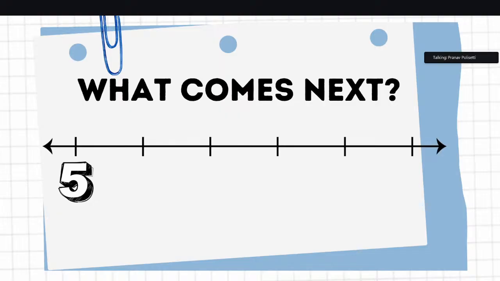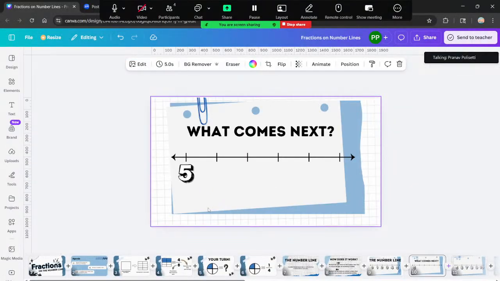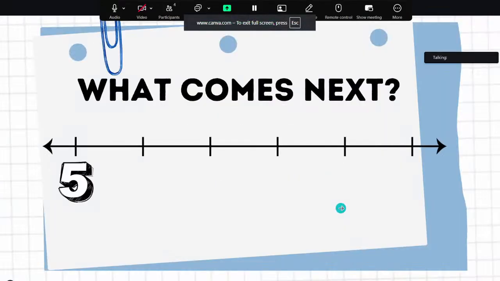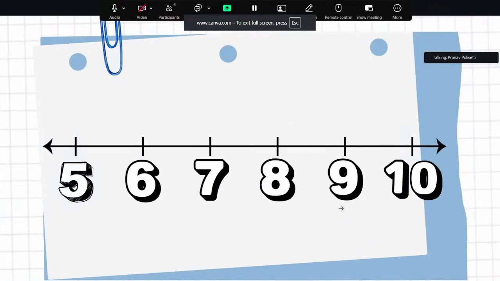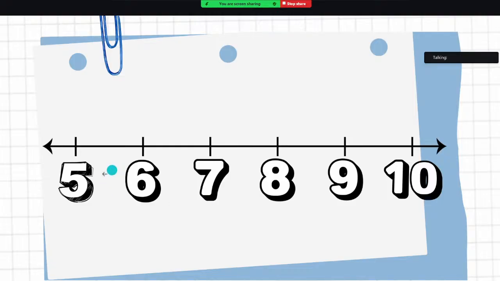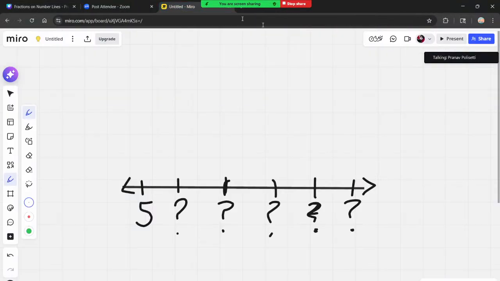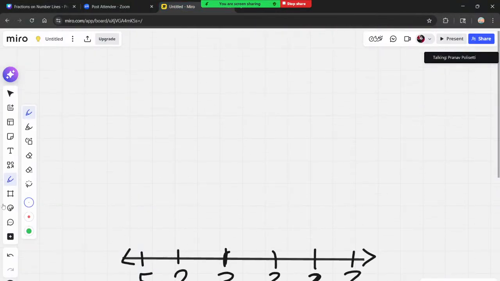Okay. I hope you guys have drawn the line and filled in what comes under each of these vertical lines. Let's look at the answer, and I'll explain it to you. So the next numbers would be 6, 7, 8, 9, and 10. Now, if any of you guys didn't get that, I'll explain it very quickly.